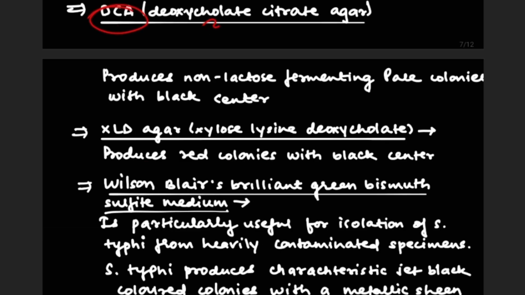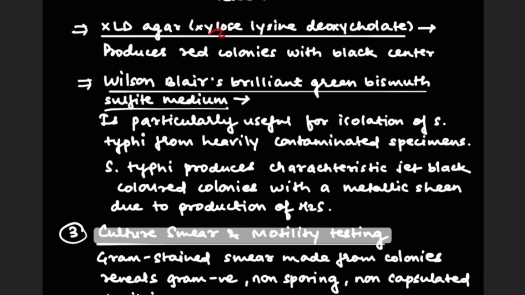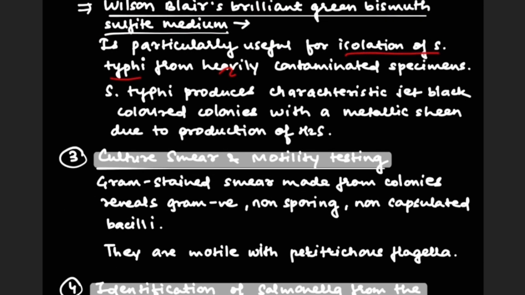The next is DC, that is deoxycholate citrate agar. It produces non-lactose fermenting pale colonies with a black center. The next is XLD agar, that is xylose lysine deoxycholate. It produces red colonies with a black center. Then Wilson and Blair's brilliant green bismuth sulfite medium. This is particularly useful for isolation of S. typhi from heavily contaminated specimens. And S. typhi produces characteristic jet black colored colonies with a metallic sheen due to production of H2S.